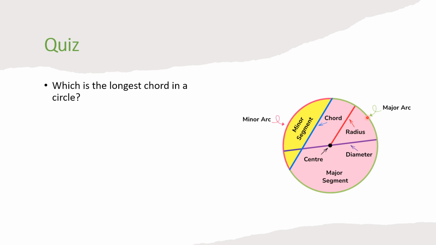We understood what a circle is. Sorry, what a chord is we understood. A chord is a line segment which connects the 2 points on the circumference of the circle. Now tell me, which is the longest chord in the circle? Is it the radius? Is it this one? Is it this one? Or let's go for an answer now. The answer is the diameter of the circle.